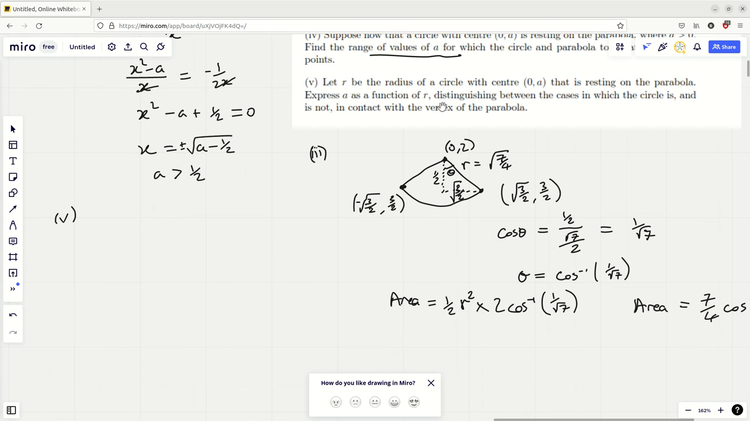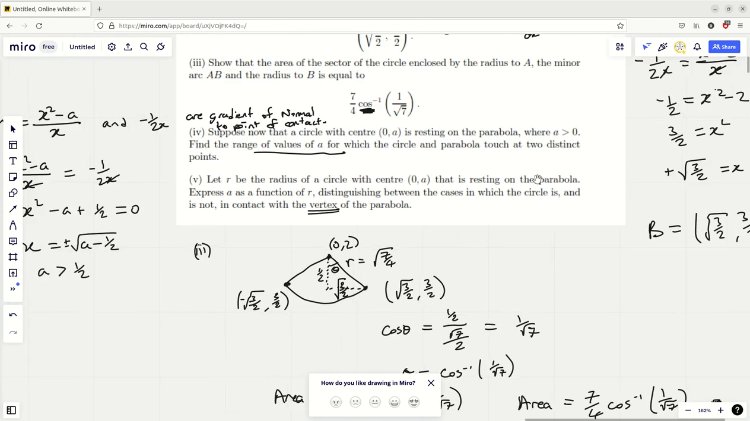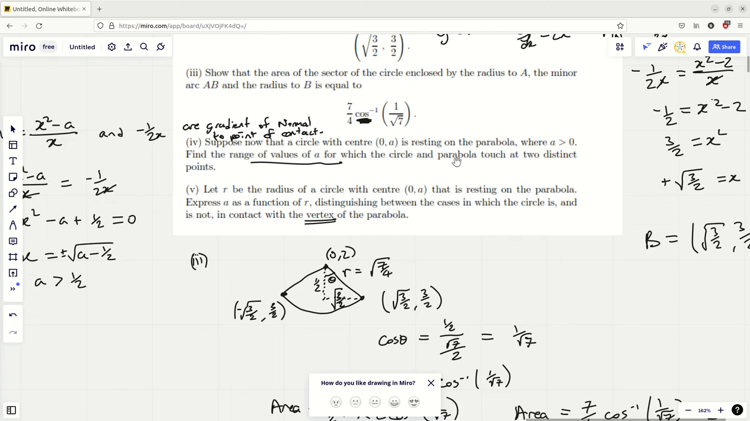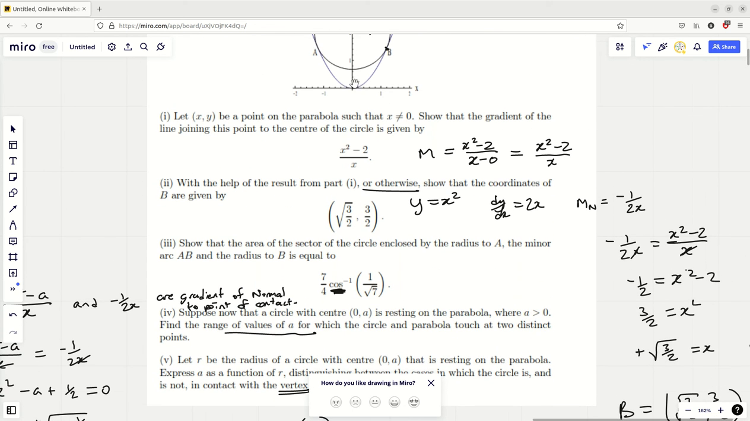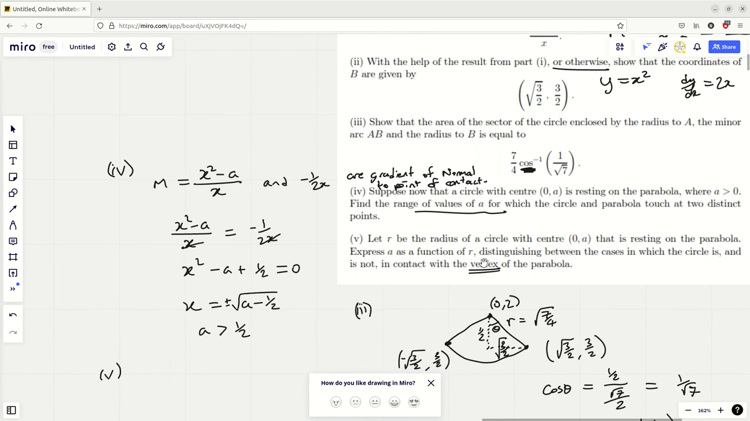Express a as a function of r, distinguishing between the cases in which the circle is and is not in contact with the vertex of the parabola. Always read questions really carefully. Basically, this is describing the two things which can happen. It would either be in contact with the vertex, i.e. it touches once, or it will be up higher, i.e. it touches twice. There's only two possibilities. It touches once down here, or it touches twice. And we just found the range of values of a for which it touches twice.